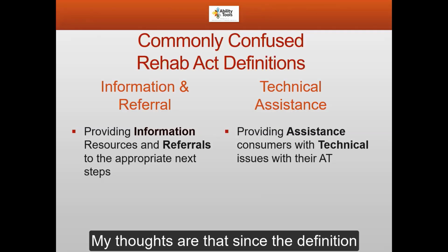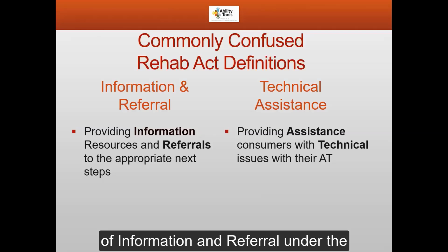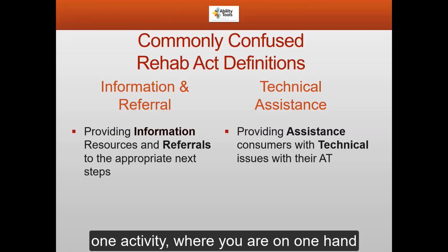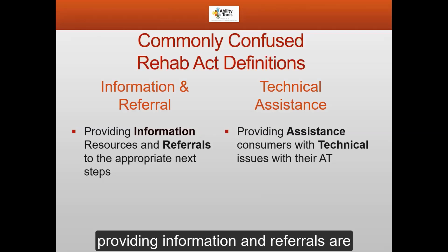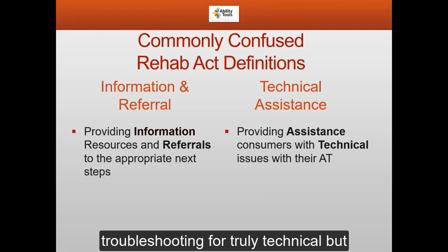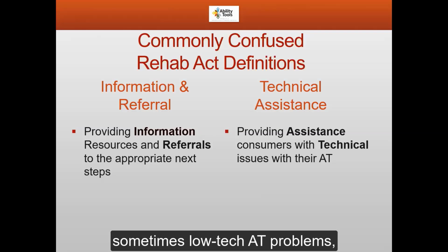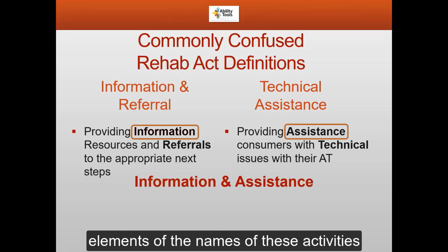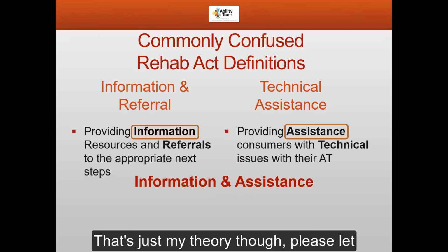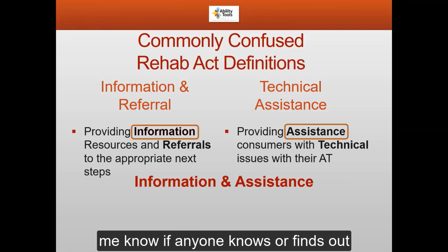My thoughts are that since the definition of information and referral under the AT Act merged these two activities under one activity, where you are on one hand providing information, and referrals are a form of information after all, and also specific acts of assistance with hands-on troubleshooting for truly technical but sometimes low-tech AT problems, the executors of the activities just naturally took the two most meaningful elements of the names of these activities and simply merged them to give us information and assistance. That's just my theory, though. Please let me know if anyone knows or finds out for sure.